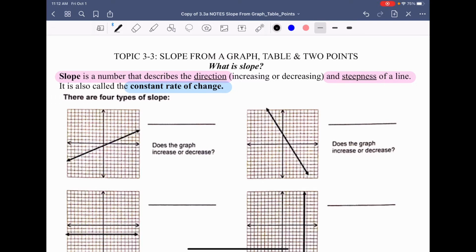Okay, so there are 4 different types of slope. There is a positive slope, and this slope is always increasing. So as it's going to the right, it is going up. There's going to be a negative slope, and this one's always decreasing because as it's going to the right, it's going downhill.